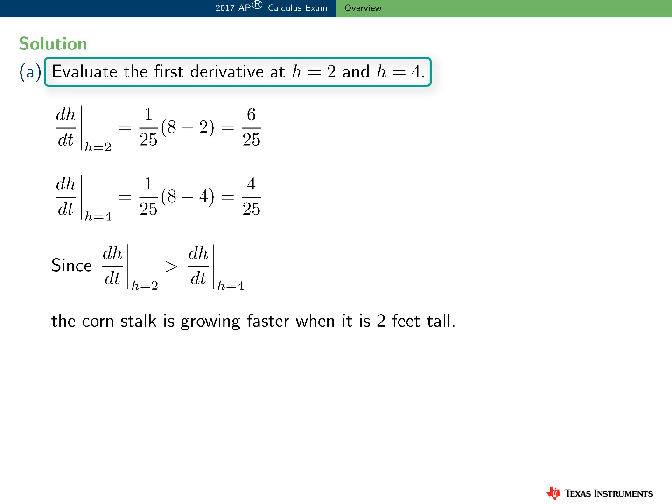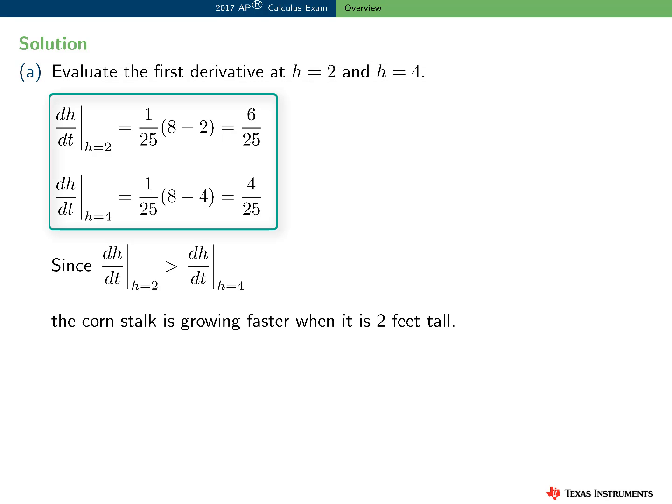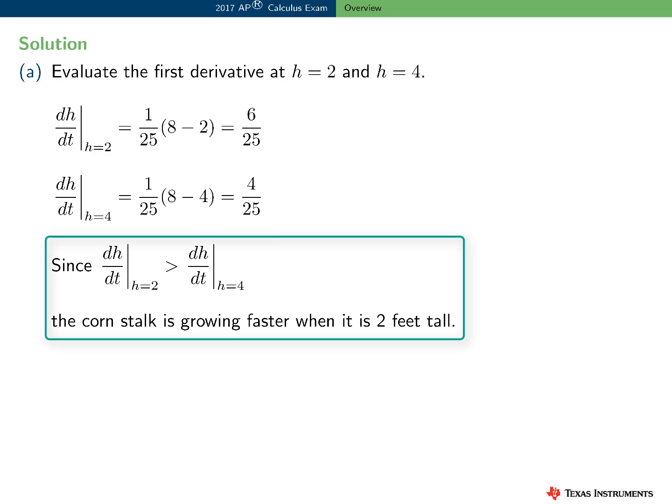To determine if the stalk is growing faster when it is 2 feet or 4 feet, we need to evaluate the differential equation at both values and compare. Note that here I have the value of the dependent variable h, not t. And fortunately, the differential equation is given in terms of only h. So evaluate dh/dt at h equal 2 and at h equal 4. And since the value at 2 is greater than the value at 4, the cornstalk is growing faster when it's 2 feet tall.